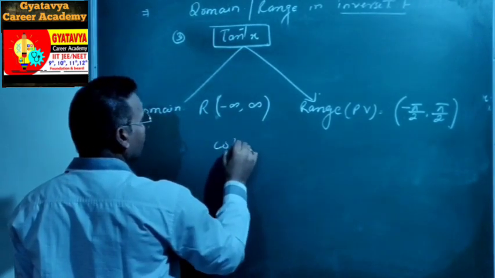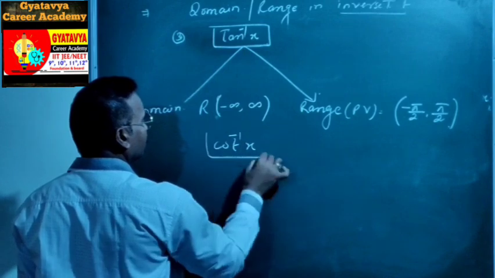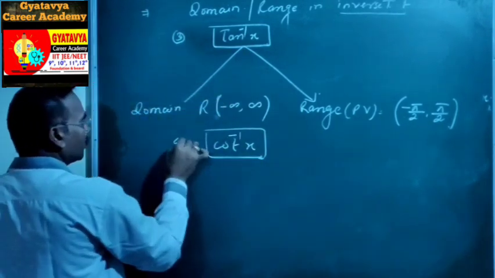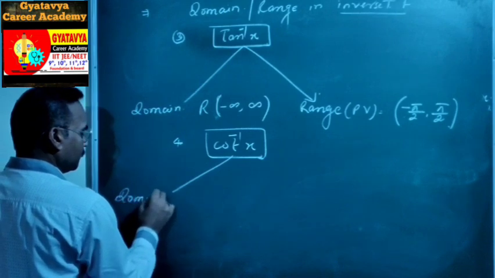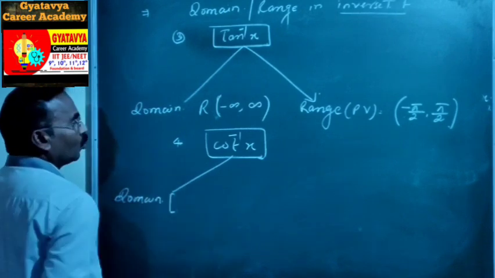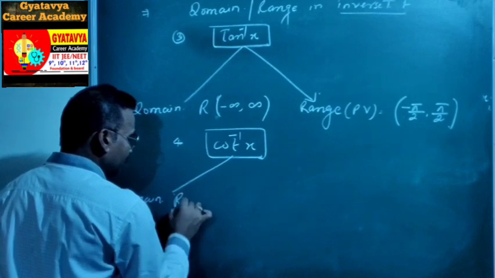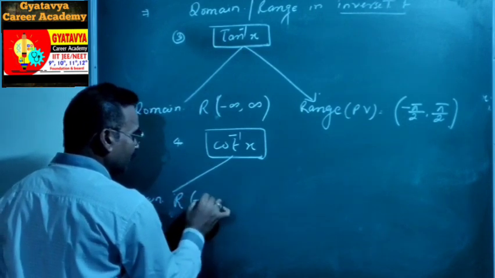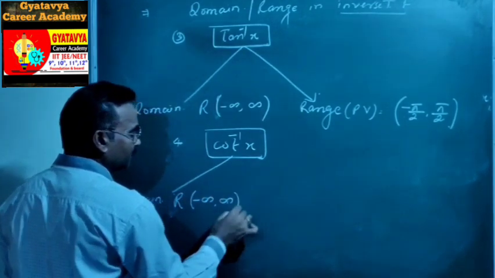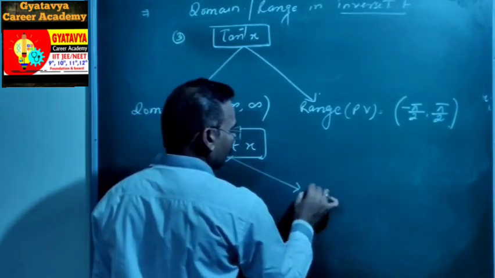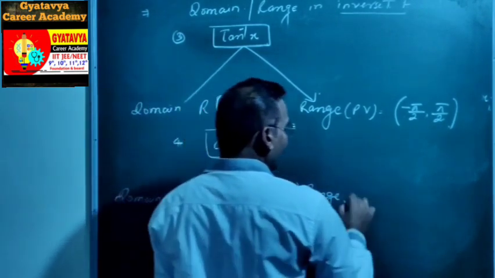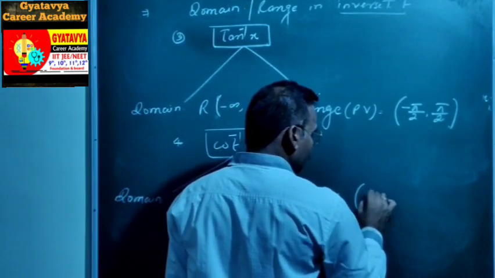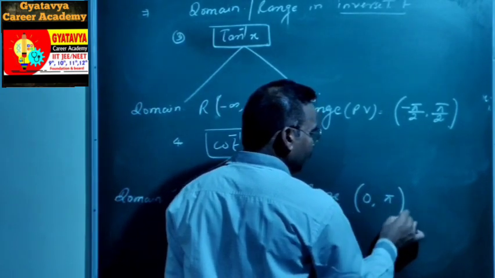Now cot inverse x, third and fourth. Okay, domain is also the real numbers. Real numbers means -infinity to +infinity. Okay, range is also the open interval 0 to pi.